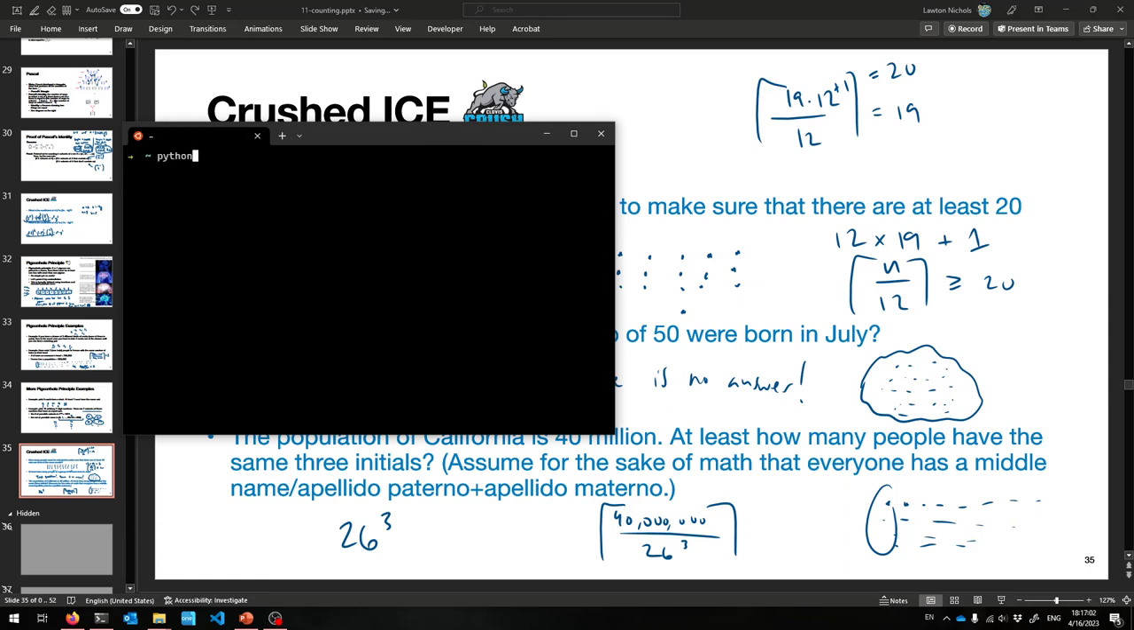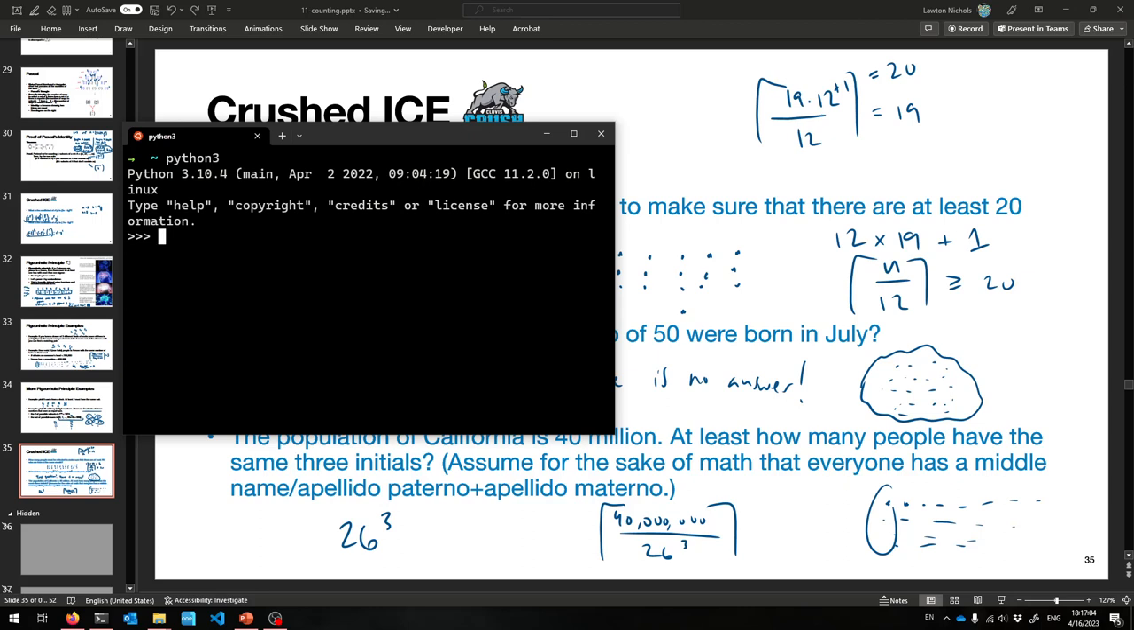Python 3. 40 million divided by 26 to the third power. So there must be, rounding up, 2,276 people in California, at least, with the same three initials.